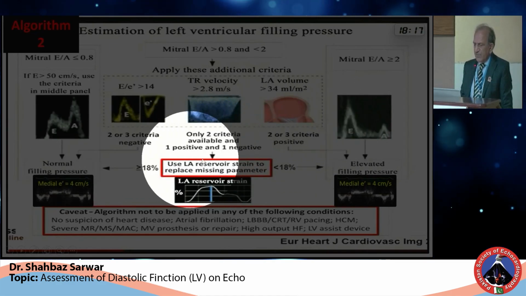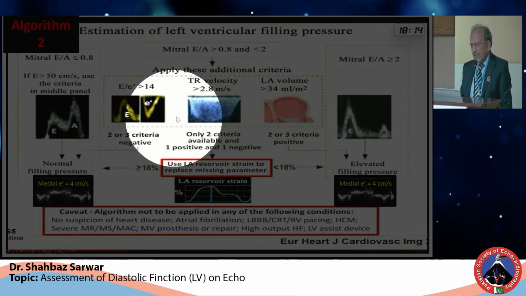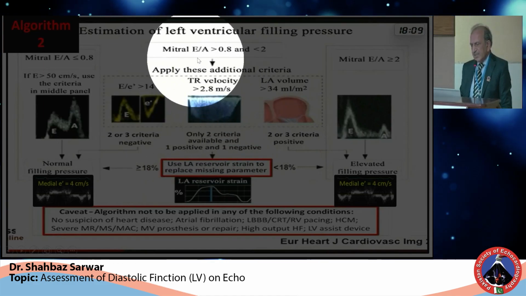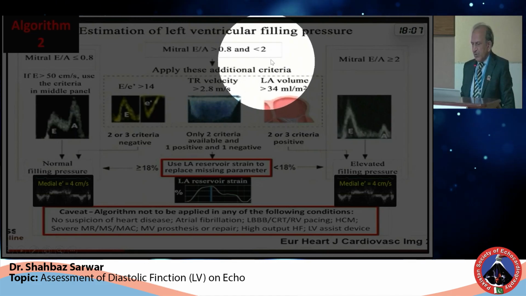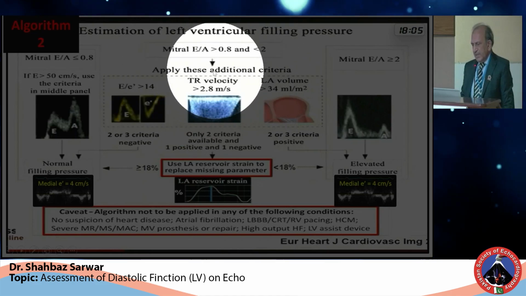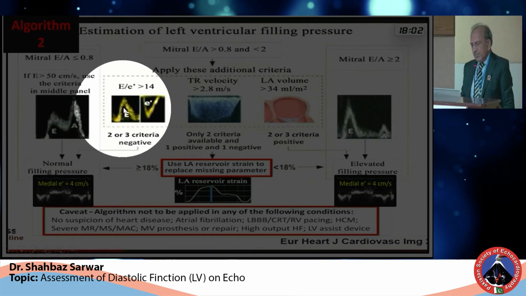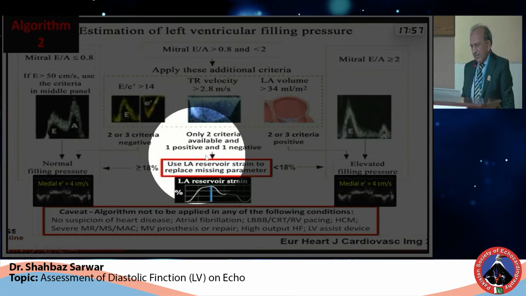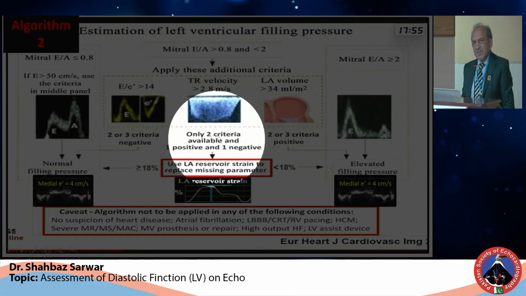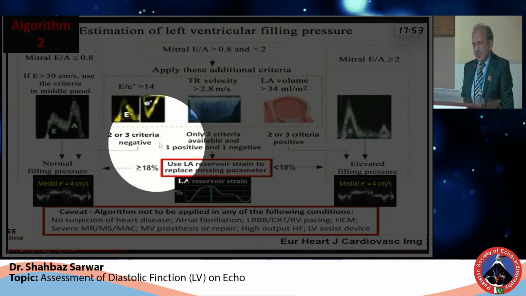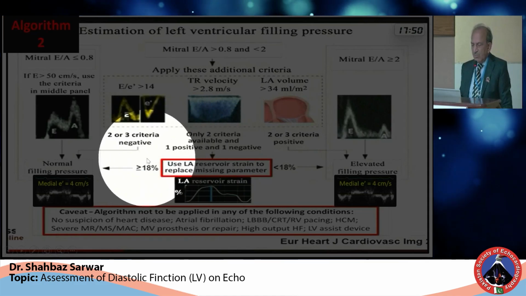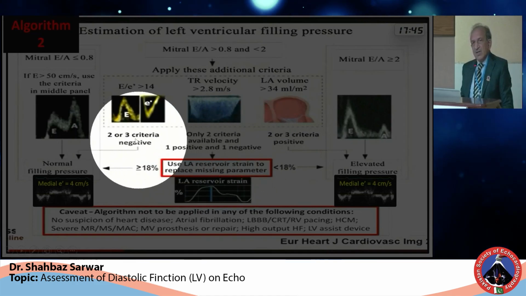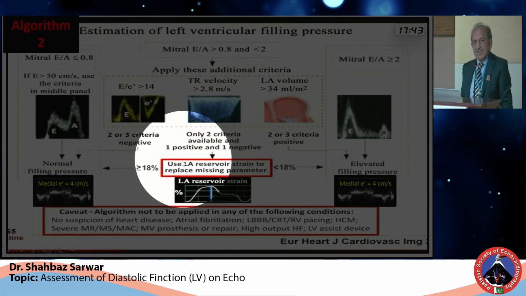So more than 60% of cases would fall into these 2 categories. We are left with almost 1/3 of the patients where we have to apply these criteria, where the E to A ratio is between 0.8 and 2. And we have to look for the E by E prime, TR velocity, and LA volume index. Again, if the majority is abnormal, then the filling pressure is elevated. If the majority is normal, then the filling pressure is normal. But if you cannot measure 3, you can measure 2, 1 is positive, 1 is negative, then indeterminate.